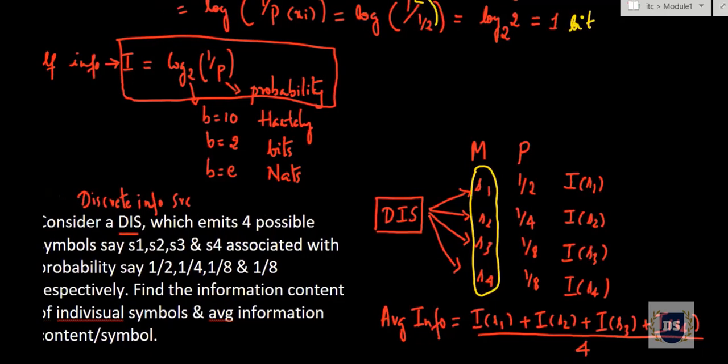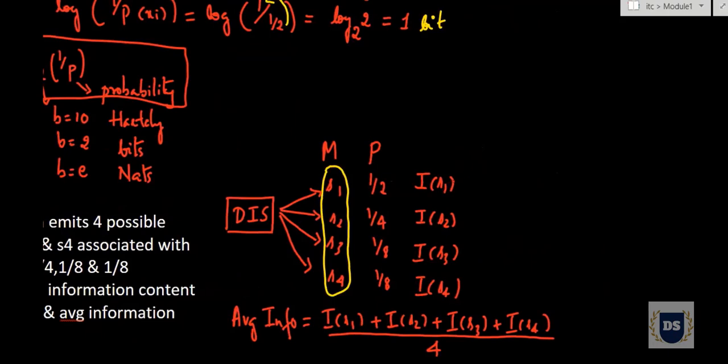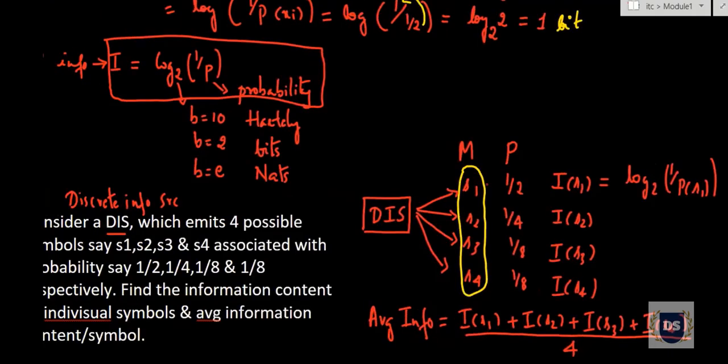This is what we'll do to find the individual information content of each symbol. Let's make use of our known formula: I = log to the base 2 of 1 by p. What's the value of p? Here it's the probability of symbol S1, and we do know it: S1 is associated with probability 1/2. I'll use this value in the formula.